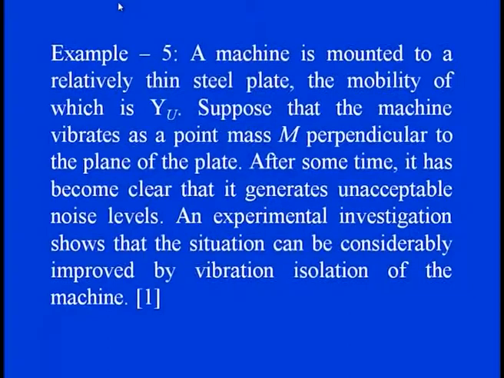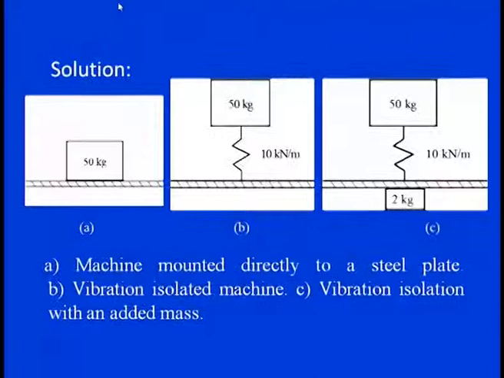Now, we would like to see how we can improve the vibration isolation of the machine. There are three figures. The machine is mounted on the steel plate first, with a mass of 50 kilogram. The first arrangement adds a spring of 10 kilonewton per meter stiffness between the machine and the foundation. The second feature says, why do not we add a mass there itself. So, we have 2 kilogram of added mass to the ground to suppress another amount of energy from the excitation.